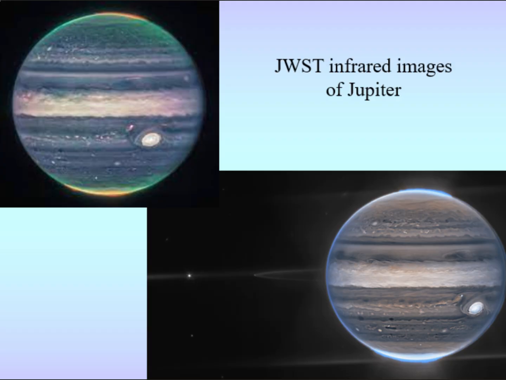Here are a couple more images of Jupiter, taken with the new James Webb Space Telescope. These images are colored differently because they're not taken with regular visible light the human eye detects, but by collecting infrared light. This telescope is essentially measuring the heat of objects. Notice you can see that Jupiter has a faint ring surrounding it.